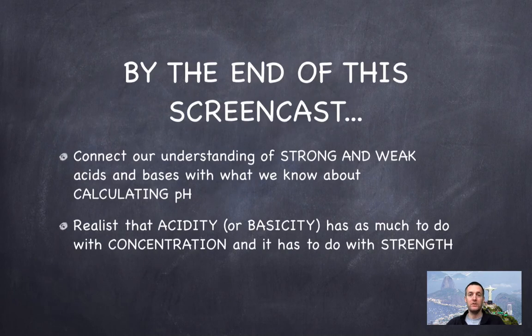Because without a knowledge of all those things, we can't really predict what the pH is going to be. Okay, so hopefully that all makes sense. Hopefully you can see how not only strength and weakness, but also concentration of substances will have a very, very important bearing on the pH of their solutions.